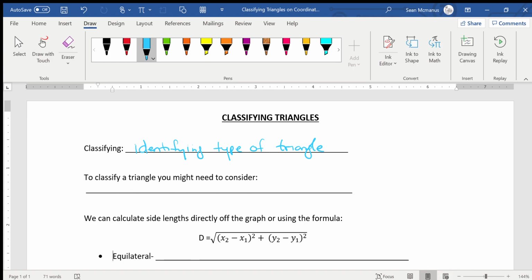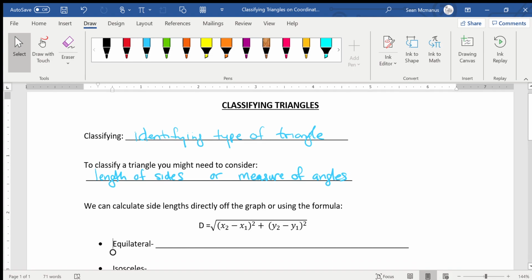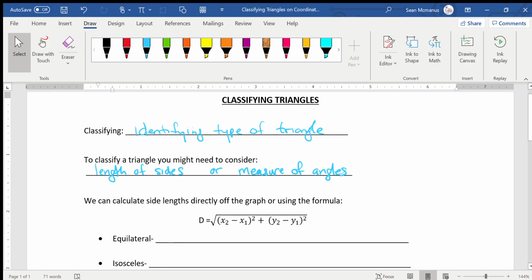We might need to consider the length of the sides, or the measurement of all the angles. We're going to look and see if the lengths of the sides or the measurements of the angles can tell us enough information to give the most specific type of name for that triangle.